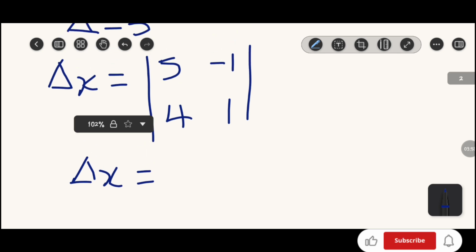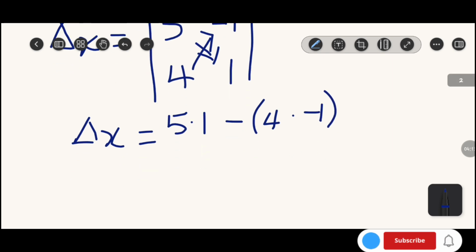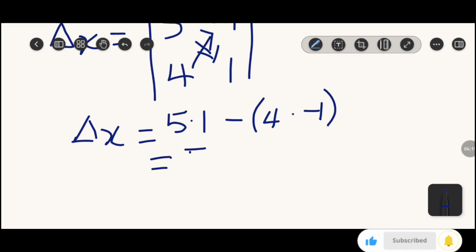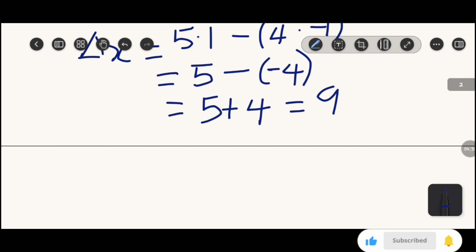So we find delta x. Delta x is 5 times 1, minus 4 times minus 1. So 4 times minus 1 is minus 4, so this is going to give us 5 minus minus 4, which is 5 plus 4, which is 9. So our delta x is 9.